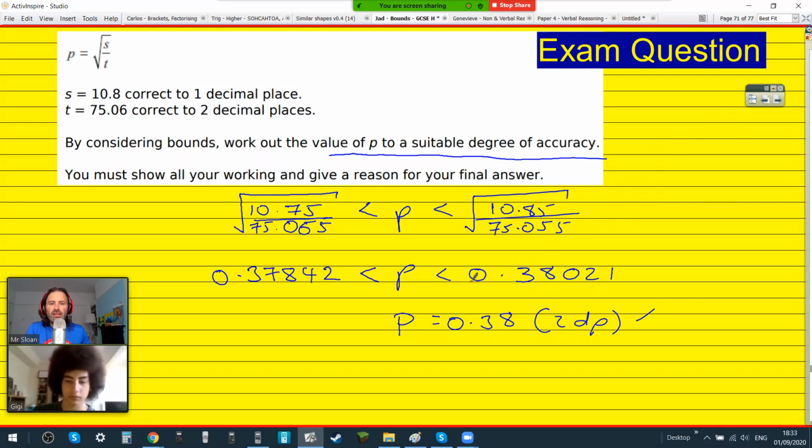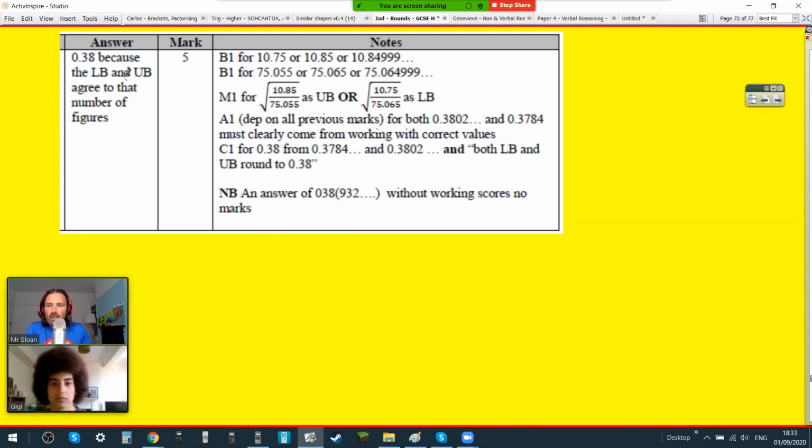Yes, so P is definitely 0.38 to 2 decimal places, which is better than to 1 decimal place, but we don't know exactly what it could be to 3 decimal places. It would be in between those two, but we'd say 0.38 because lower bound and upper bound agree to that number of figures. Yes, there we go.